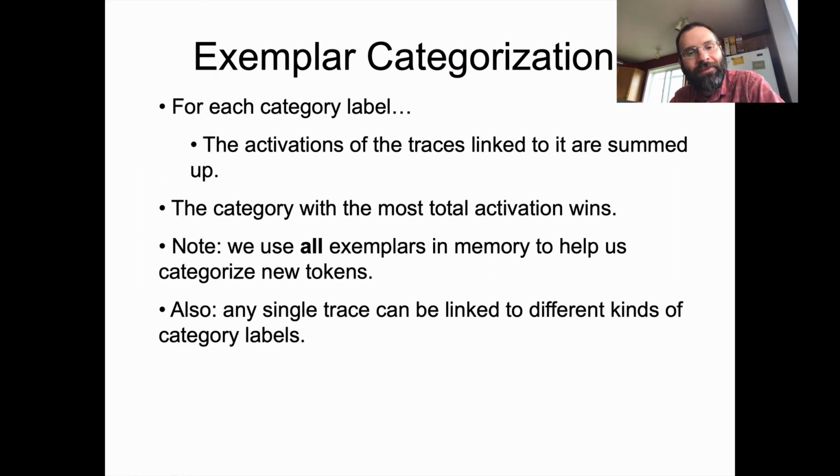As I mentioned before, any single trace can be linked to different kinds of category labels. So you can use the same underlying memory system to determine whether that's an E versus an A, or an E versus an I. And then it might help for you to know whether a speaker is Canadian or American, because their E's and their I's might be in slightly different places to begin with. So you can listen to how somebody talks to make that decision too.